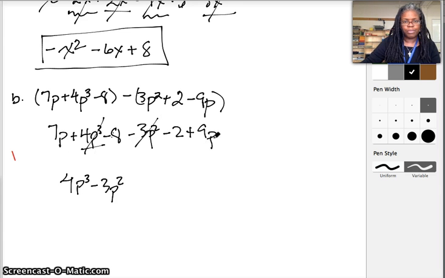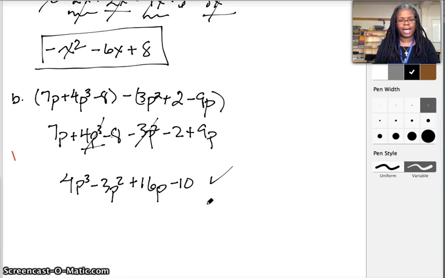That's gone. Now I'm going to join these guys together, 7p and a 9p come together to give me, what's that? Yeah, 16p, good. And then we have a negative 8 and a negative 2, which come together to give me a negative 10. Voila, I'm done. As simple as possible. All right?